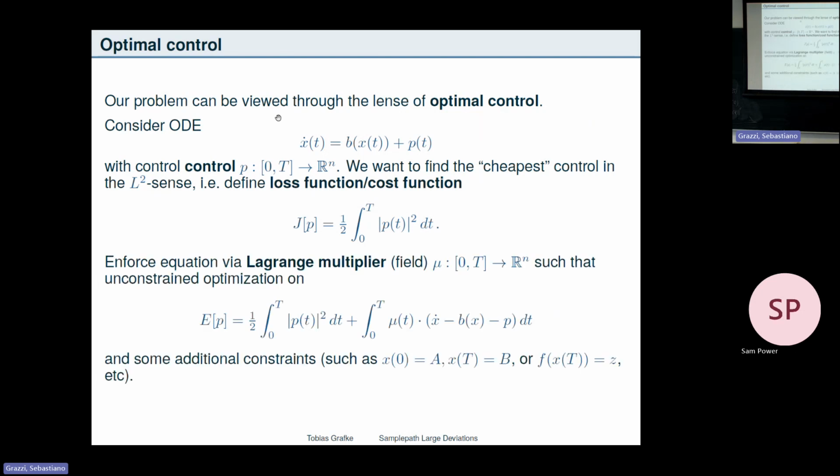So I could go ahead and say I want to have this cost function, but of course I need to enforce my equation, and I do so with a Lagrange multiplier field. So I define myself a mu, and then I say instead of minimizing J, I minimize E, which is minimizing the original J, plus a Lagrange multiplier that enforces my equation. So x dot minus b minus p is the constraint that the equation is fulfilled at every point in time and at every point in space. So I just need to multiply this against it. So I have a whole field of Lagrange multipliers that enforce my equation.